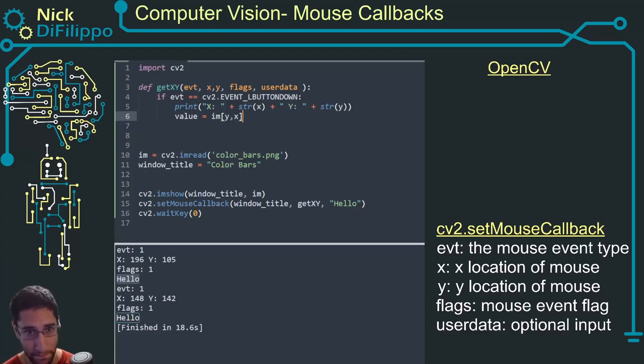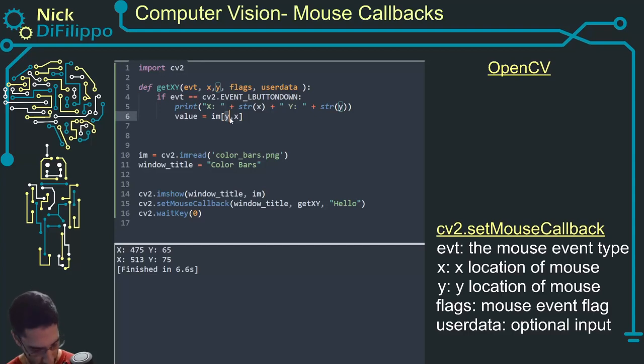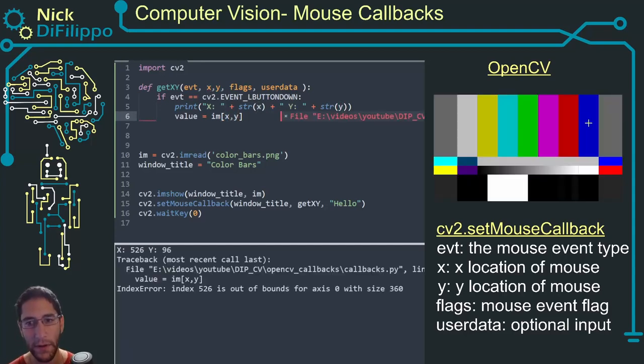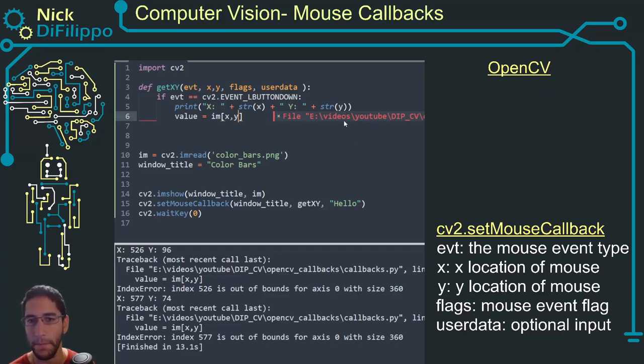And I can prove this. If I click here, it gives me a value with X and Y. But if I had switched this right here, when I click at this part of the image, it's going to give me an index out of bounds. Because this image is long this way, it's actually not like this, and that's the shape it would be expecting if it was that way. So I need to go Y and X.